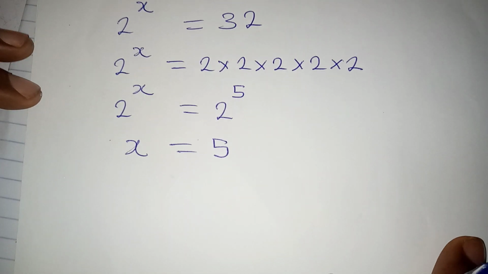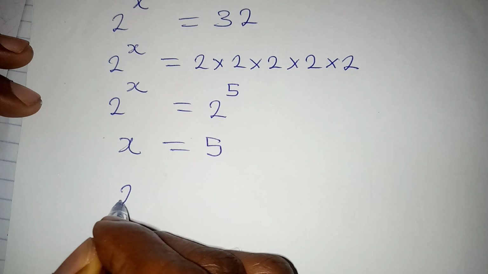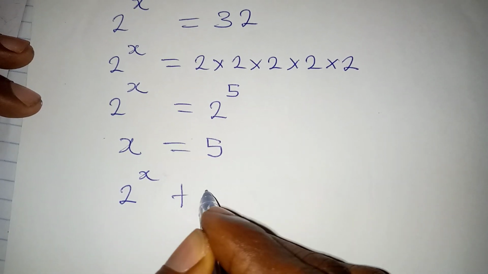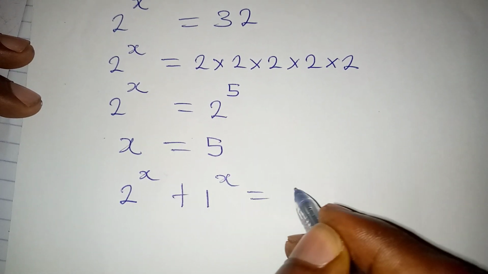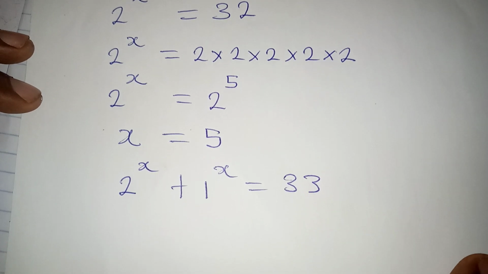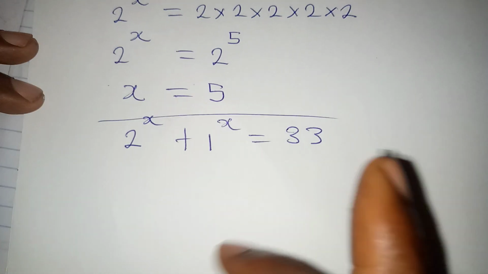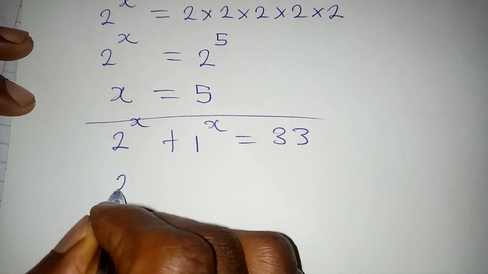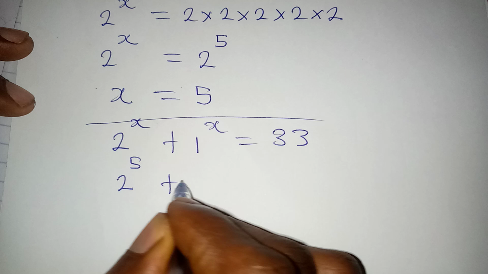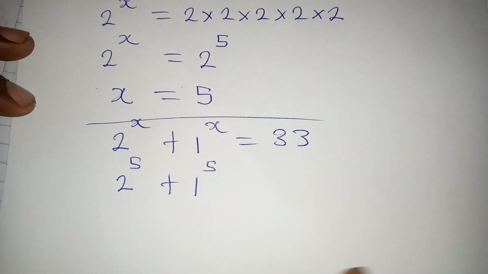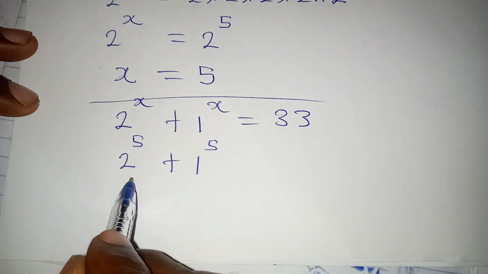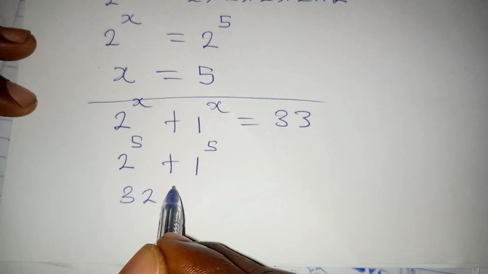Now, if you put this back into the equation, remember we have 2 to the power x plus 1 to the power x equals 33. This is the original equation. And now, our x is 5. So, if I say 2 to the power of 5 plus 1 to the power of 5, will it give me 33? 2 to the power of 5 is 32, like I said.